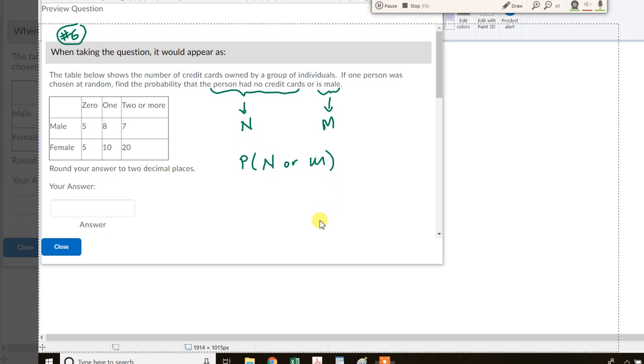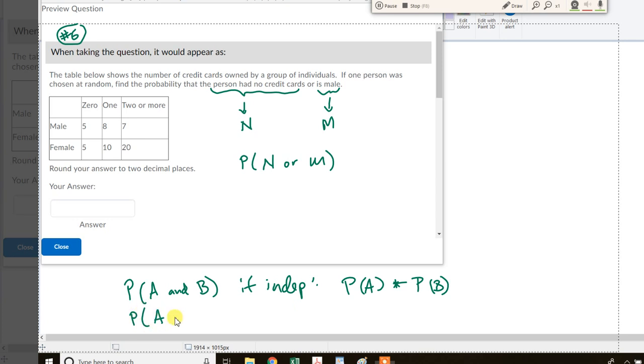Okay, now, how do we get that? Well, or is essentially a sum. You add. And you multiply for and, as long as they're independent. If they're not independent, you can't multiply for and. So just to review, probability of one event and another, essentially that's a multiplication problem unless they're not independent. If they're independent, you can do probability of A times probability of B. If they're not independent, or if we can't assume they're independent, then it's more complicated.